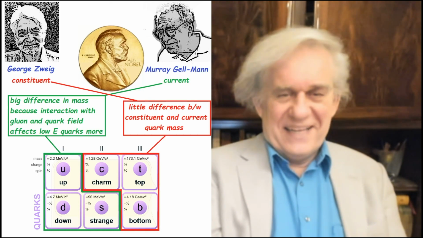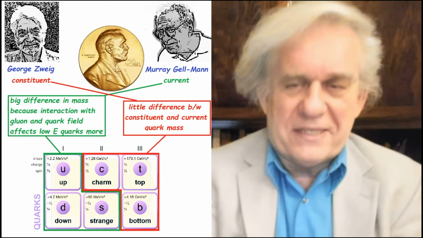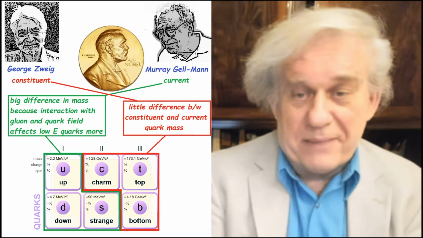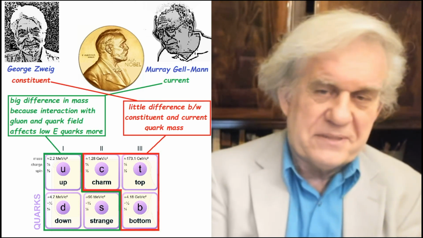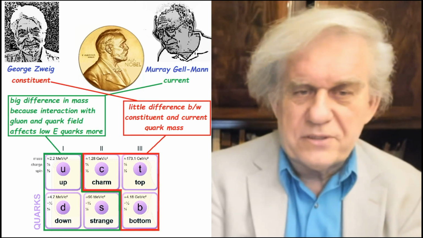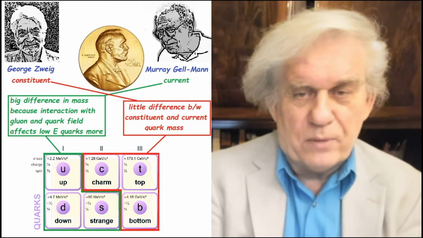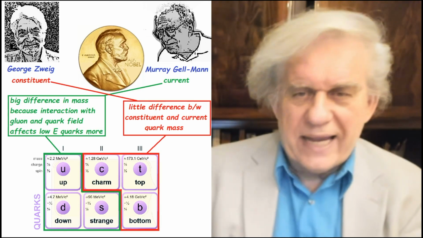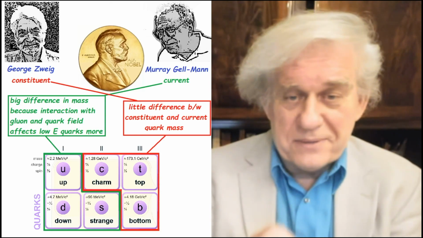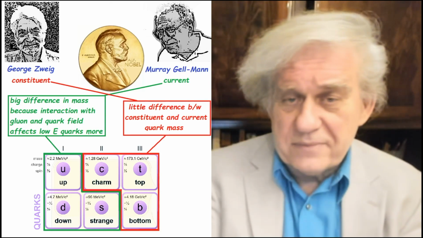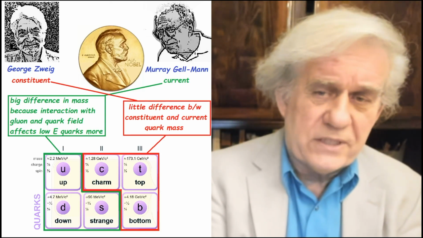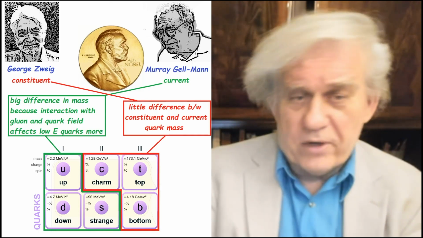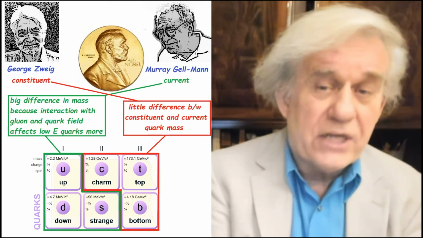Okay, and one of the issues there is, and maybe that's why they gave the Nobel to Gell-Mann, that there was an issue in the difference of what they were proposing. And I don't think Zweig got the hang of that, and maybe that's why he didn't get the Nobel. Gell-Mann had a notion of what is known as the current quark, whereas Zweig had the notion of a constituent quark.